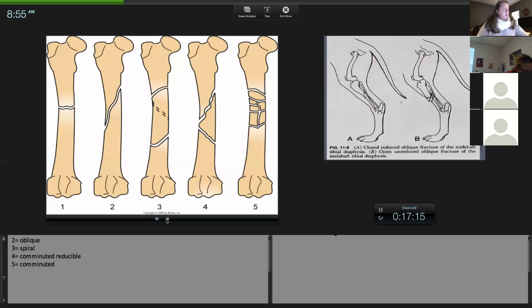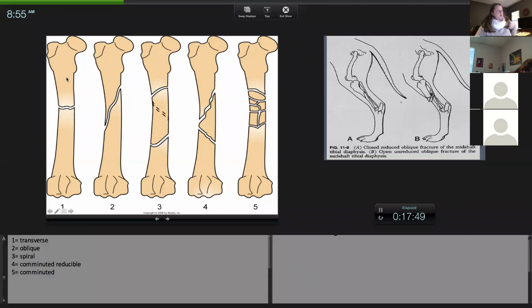So if I look at these, number one is the transverse. Number 2 is the oblique because it's on an angle. Number 3 is the spiral. So you might see 2 breaks, and then there are some fracture lines that seem to spiral. Number 4 is comminuted. Basically, a comminuted fracture is when the bone is broken into 3 or more pieces.